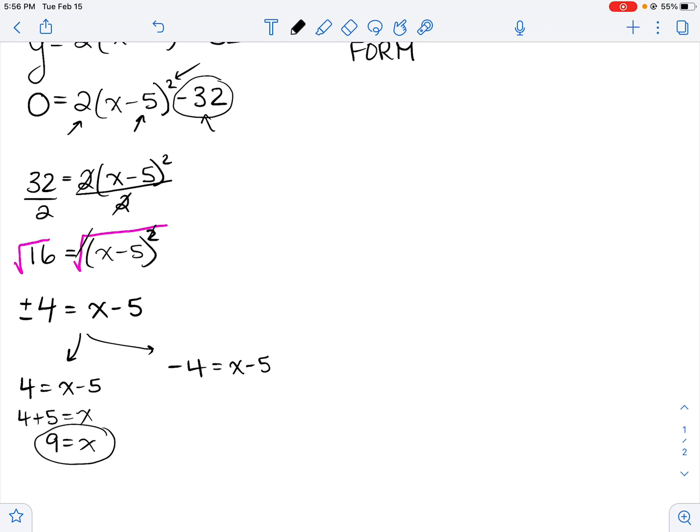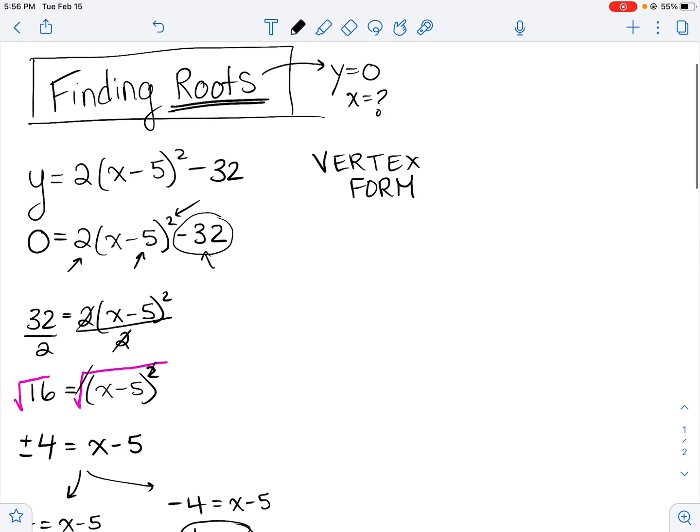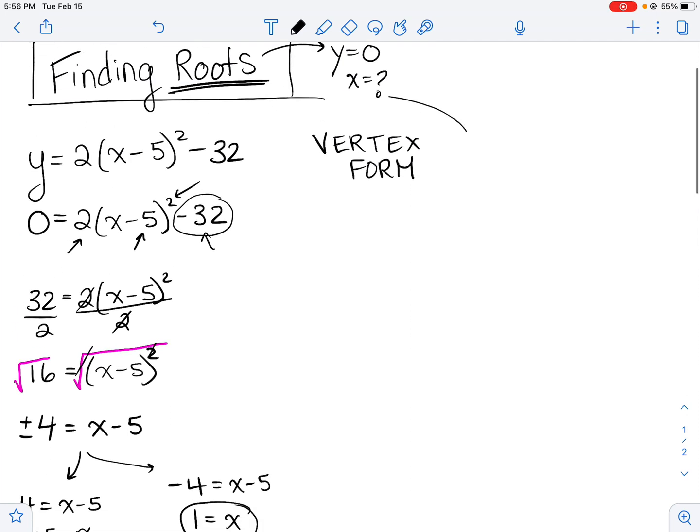And then on the other one, I'm going to add 5 to both sides. So I can see that x will be equal to 1. So there you go, those are my 2 roots. When y is equal to 0, x is 9 and 1. So that's how you can find roots from vertex form.